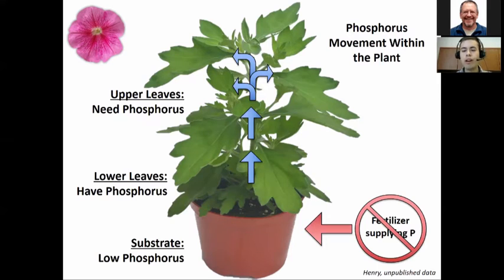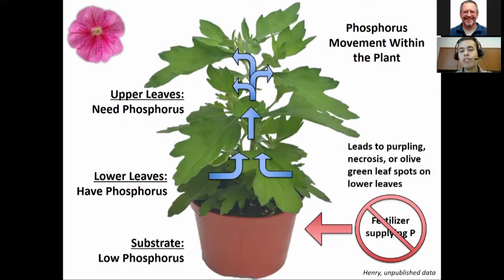But when you cut off phosphorus, what happens? What you see is that when the substrate runs out of phosphorus and the roots can't take it up anymore, the phosphorus that's incorporated into the lower leaves actually moves up the stem and then goes to the upper leaves. And this is because phosphorus is a mobile element. So that's why you see the symptoms of purpling or reddening, necrosis, and olive green leaf spots developing on the lower leaves, because the phosphorus is becoming deficient in those tissues.